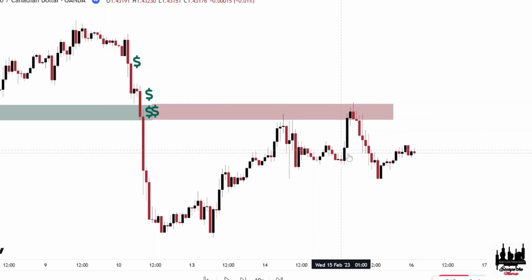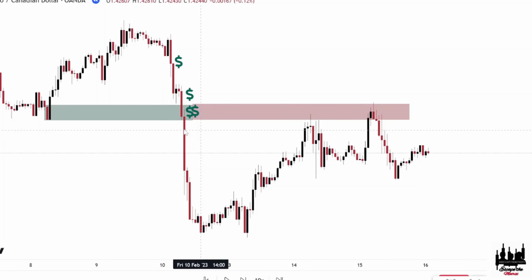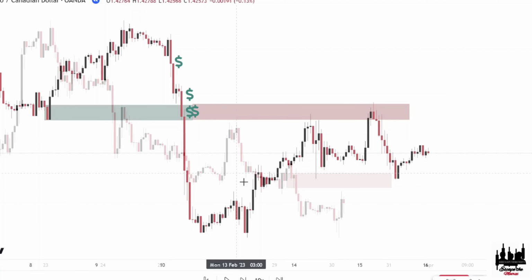Now, whether price comes back once or twice, that's a completely different topic. But to understand demand turn supply or supply turn demand, you need to understand that if your demand or supply candle gets broken through with force and it was a validated demand candle or supply candle, then that demand or supply candle will more than likely reverse roles.